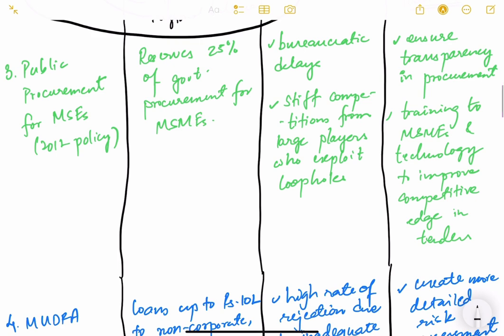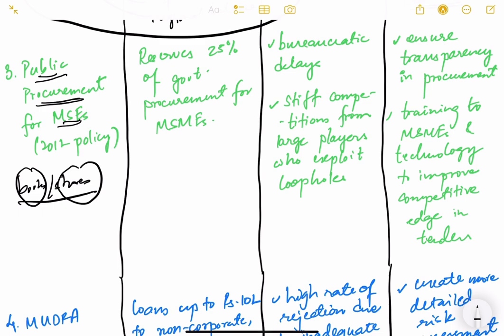Let us look at the third scheme. It is basically the public procurement for MSEs. Public procurement means that the government will buy whatever procurement it is doing from MSEs. For example, if the government wants to supply, say, books or shoes to the students who are studying in school, the government may come up with a policy that it will procure these books or shoes, whatever it wants to supply, through MSEs, that is small industries or micro industries.